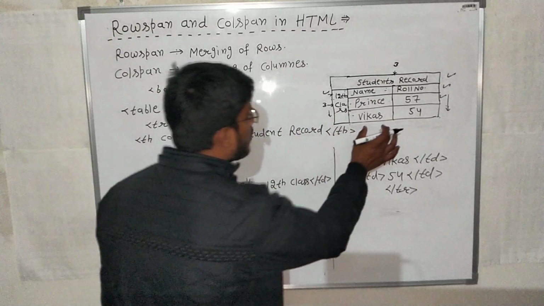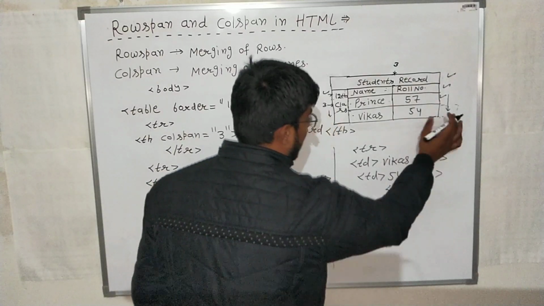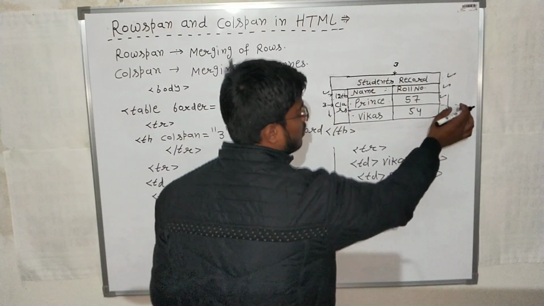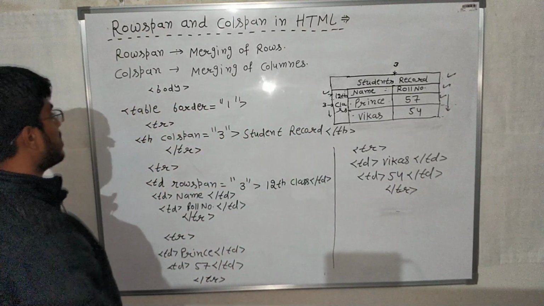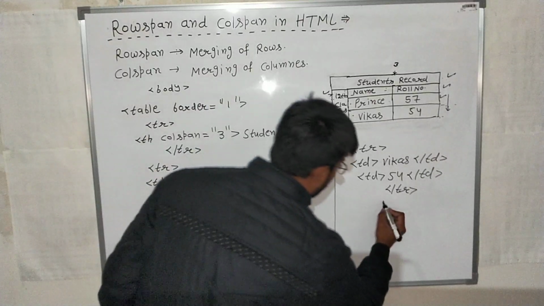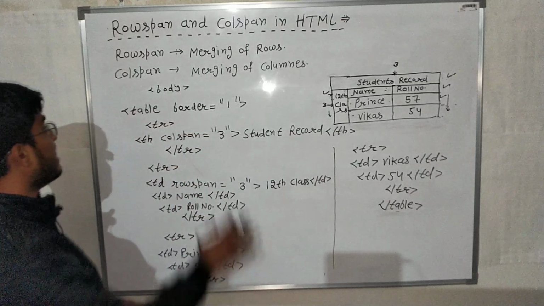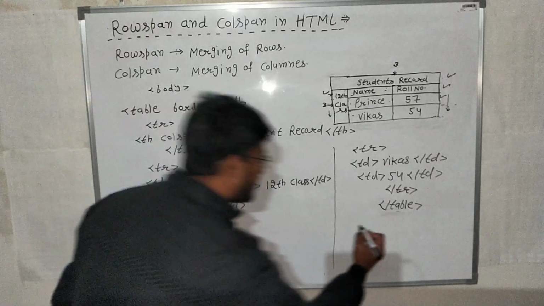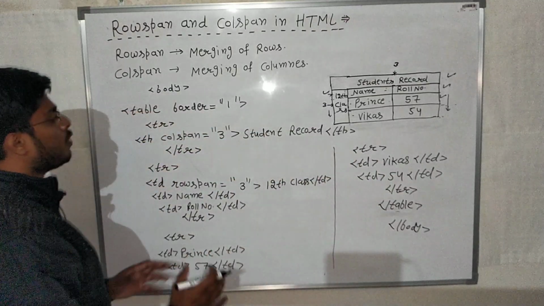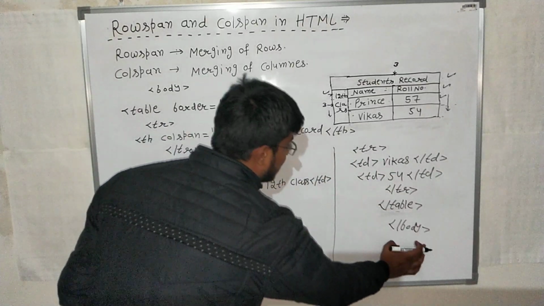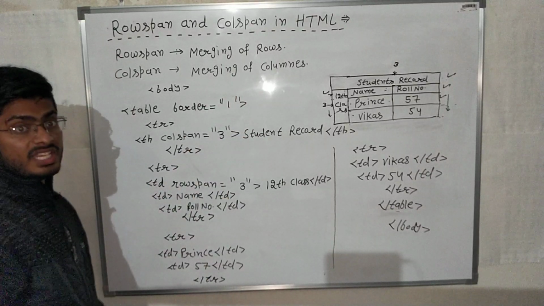Suppose if you have more table data here, then we again have to write the table data and the address, no problem, and close it with the table data. Now what has to be closed? We have to close the table tag, friends. And what has to be closed next? The body tag also has to be closed. Now you have to also close the HTML tag, but I'm not writing the HTML tag here, okay. So you have to close each and every tag.